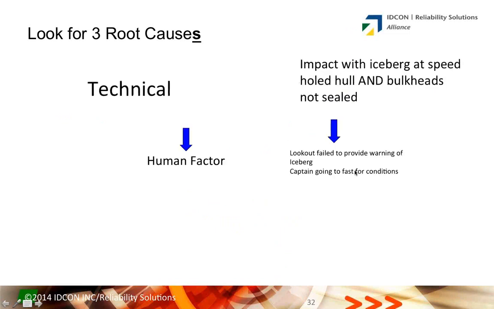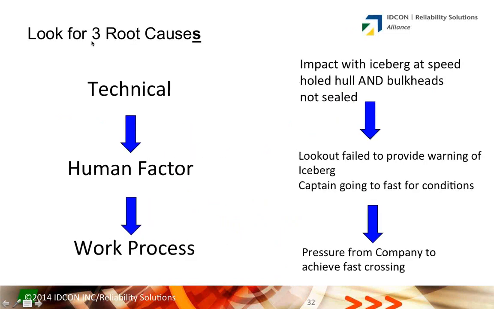It's very important as we go through our failure that we look for all three root causes. In any problem, there will always be three causes. The first cause will be the technical root. Okay, for example, we hit the iceberg and put a hole in the hull and didn't have the bulkhead seal. The second cause will be the human factor, the human element. In this case, the lookout didn't tell us the iceberg was there, the captain was going too fast.